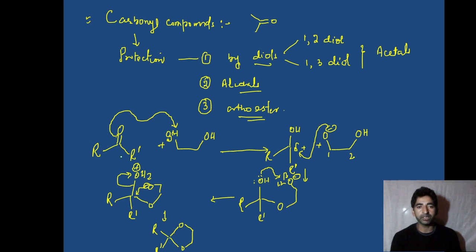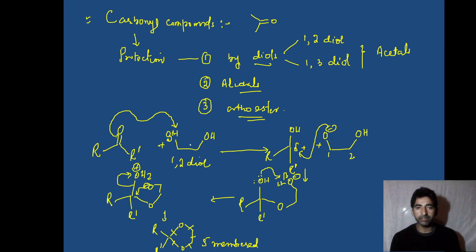Now we have protected the carbonyl group by making use of 1,2 diols, or we can make use of 1,3 diols. Now what can we see over here? When we have 1,2 diols, then formation of a 1, 2, 3, 4 and 5 membered ring takes place. So a 5 membered ring is formed. This is a 5 membered ring.